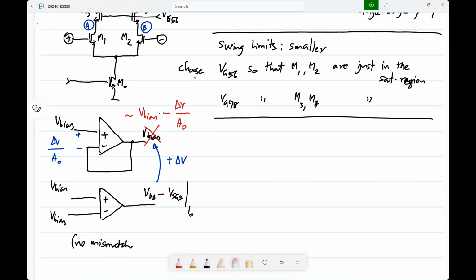If A0 is large, this kind of approximation is fine. Is this clear? So to make the output change from its natural operating point to where you want it to go, the input difference has to be non-zero. Okay, this is just because of finite gain. The higher the gain, the smaller this will be. Okay.